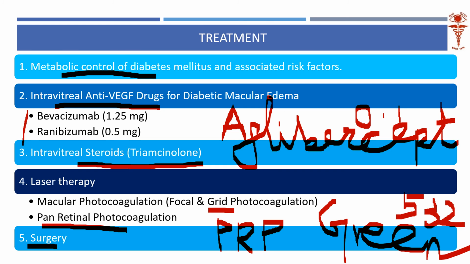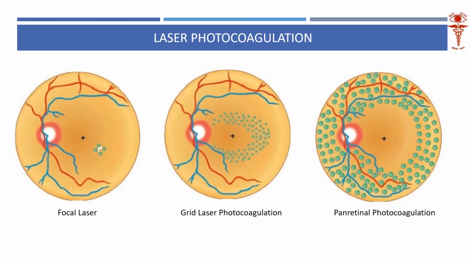Where do you do surgery? Complicated vitreoretinal surgeries are used in advanced diabetic eye disease. What are the advanced diabetic eye diseases we know of? The advanced diabetic eye diseases we know of are vitreous hemorrhage, tractional retinal detachment, and neovascular glaucoma. These are the advanced diabetic eye diseases.